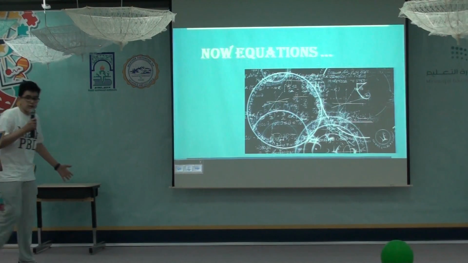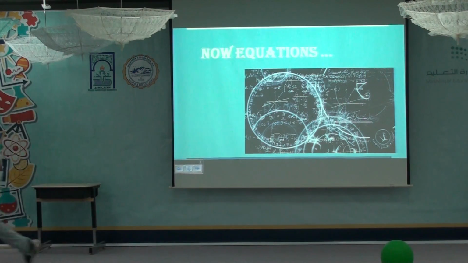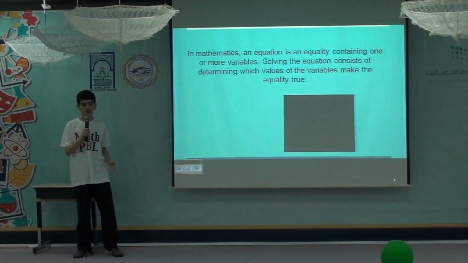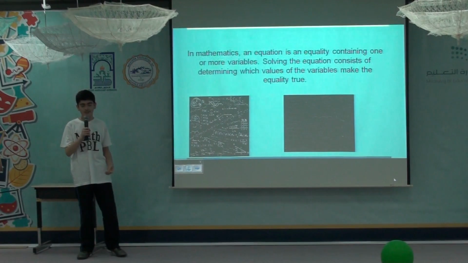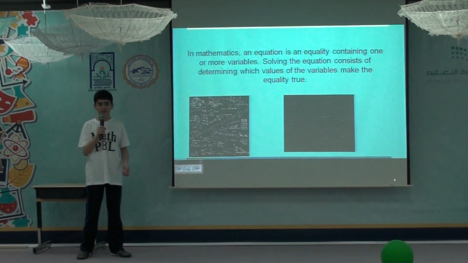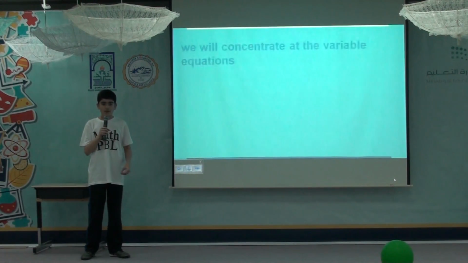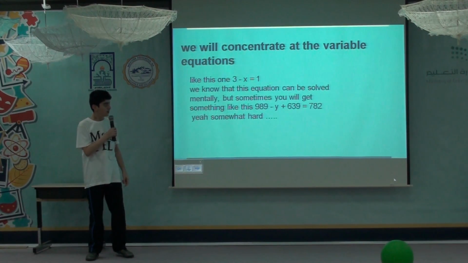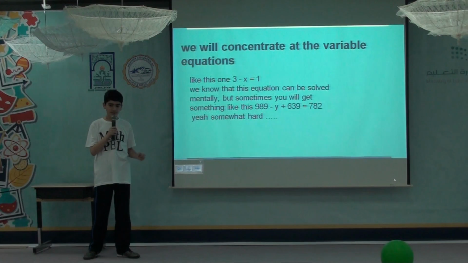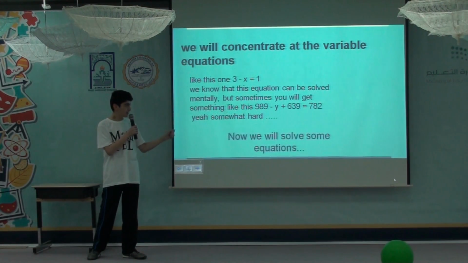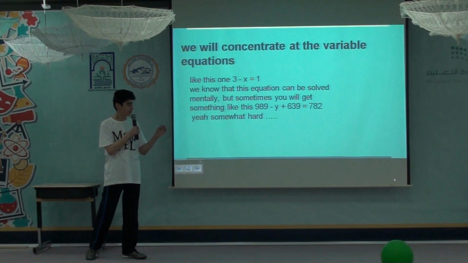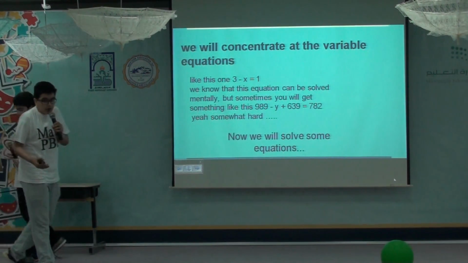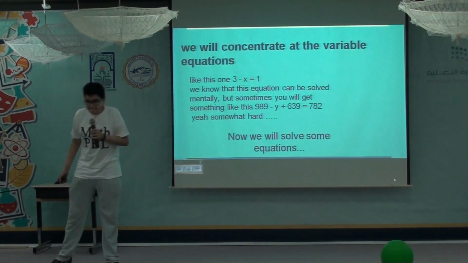Now, equations with the student Talal Ashur. Hello. In mathematics, an equation is an equality containing one or more variables. Solving the equation consists of determining which values of the variables make the equality true. We will concentrate on equations with one variable like this one: 3 minus x equals 1. We know that this equation can be solved mentally, but sometimes you will get something like this: 989 minus y plus 639 equals 782. Somewhat hard. Now we'll solve some equations with the student Khalid Amar.